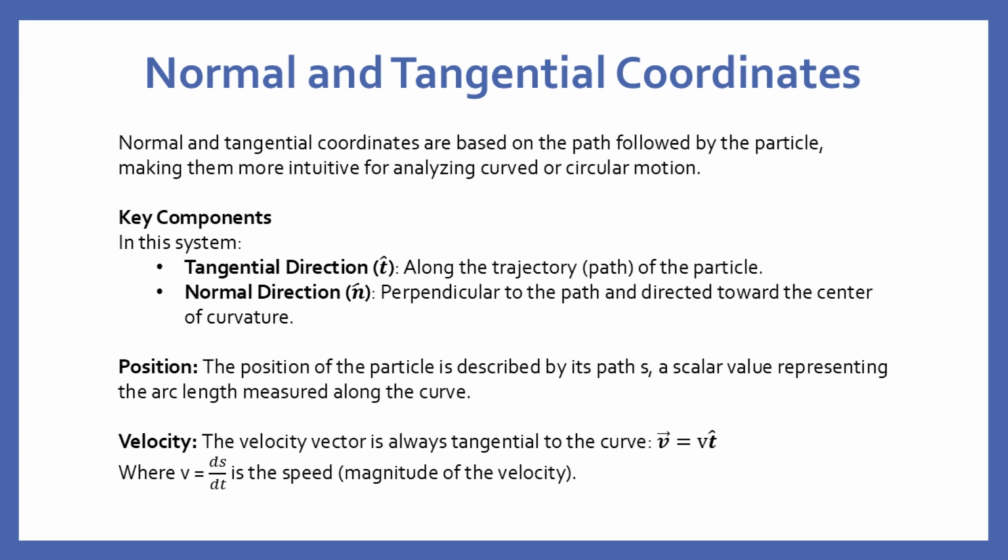The particle's position is described by its path, represented as a scalar value, which measures the arc length along the curve. The velocity vector is always tangential to the curve and is expressed as vector v equals v times t cap, where v is the speed, defined as the rate of change of the path length with respect to time.